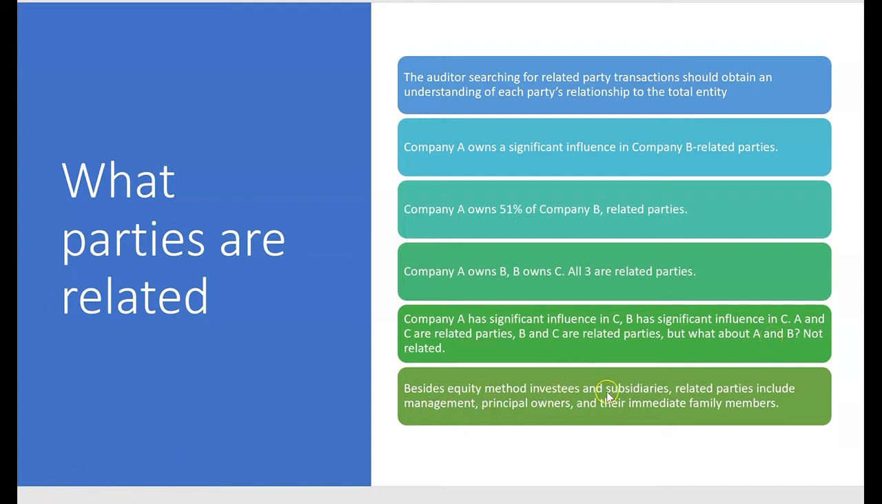Besides equity method investees and subsidiaries, who else is a related party? Related parties include management, principal owners, principal shareholders, and their immediate family members. All are related to the corporation. They're all related parties to the corporation.